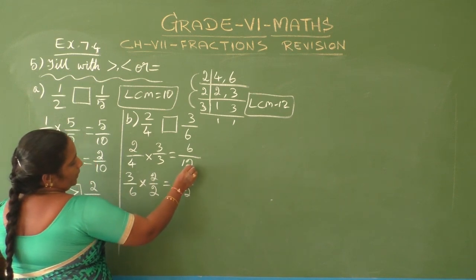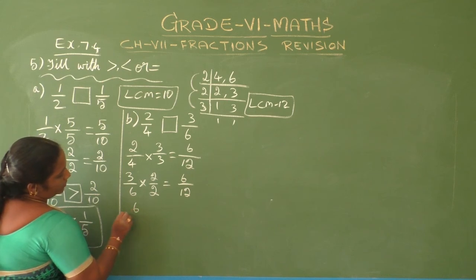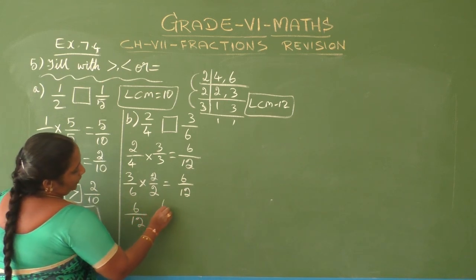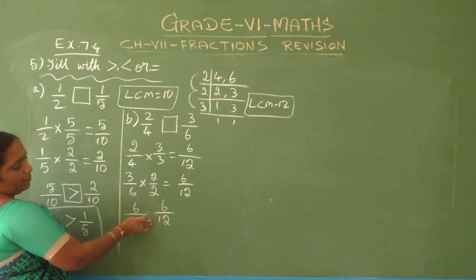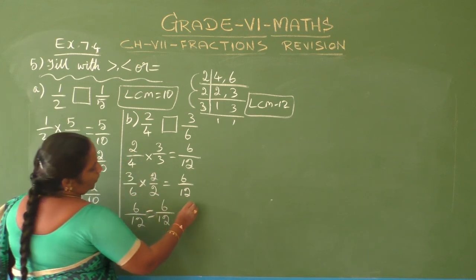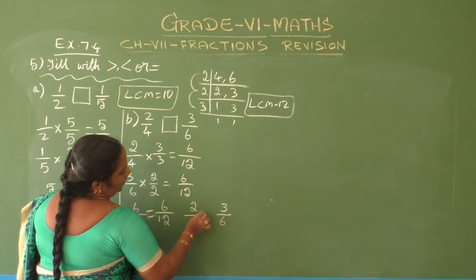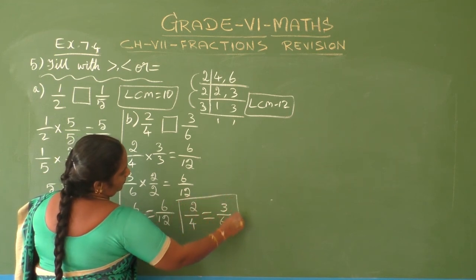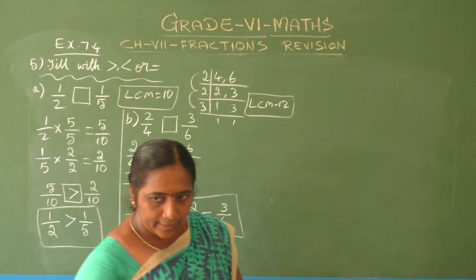So both fractions have the same denominator. Now I am going to compare the fractions. 6 by 12, and this side also 6 by 12. So both sides are the same. So 2 by 4 and 3 by 6 are equivalent fractions. Okay? Do you understand? Do you understand now? Okay. Then go to the next row.